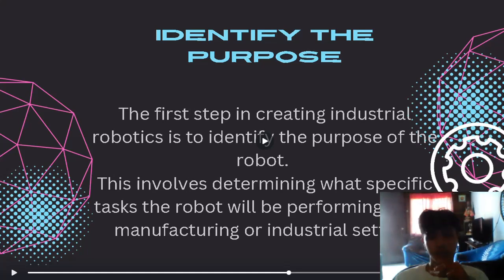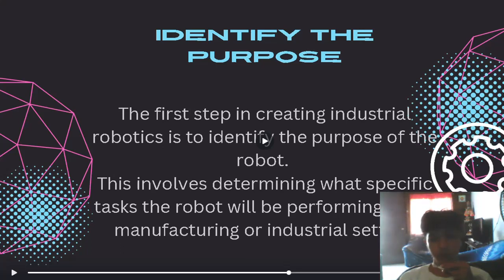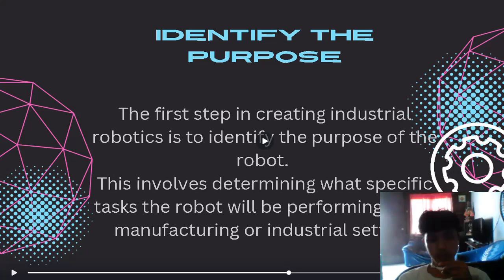For example, in industrial robotics, it means understanding the specific tasks the robot is designed to perform, such as assembly, welding, or inspection. This is important for using the technology effectively and avoiding inefficiencies or safety hazards.